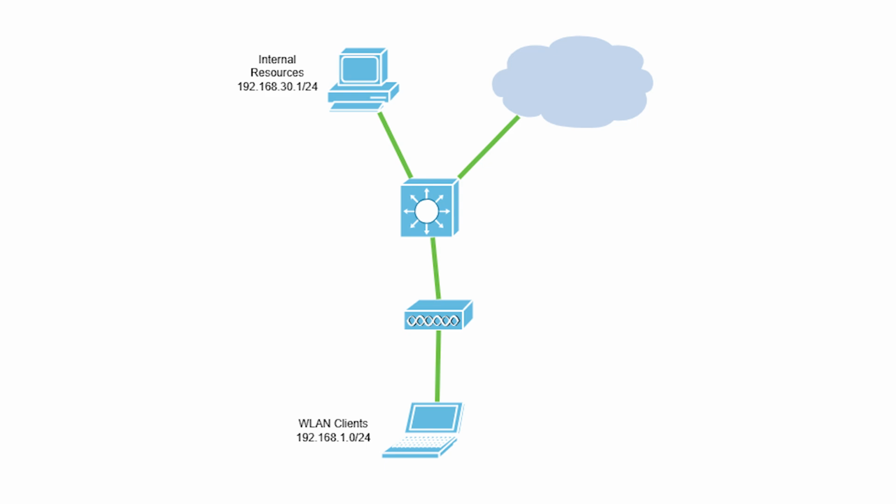Wi-Fi users are set up to receive IP addresses from the 192.168.1.0/24 subnet. I have internal resources on a 192.168.30.0/24 network. I need to filter traffic to that network.